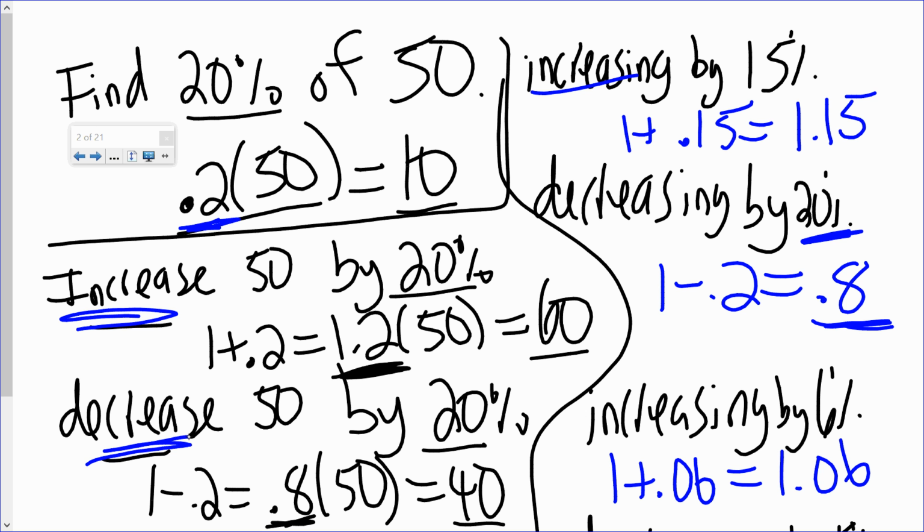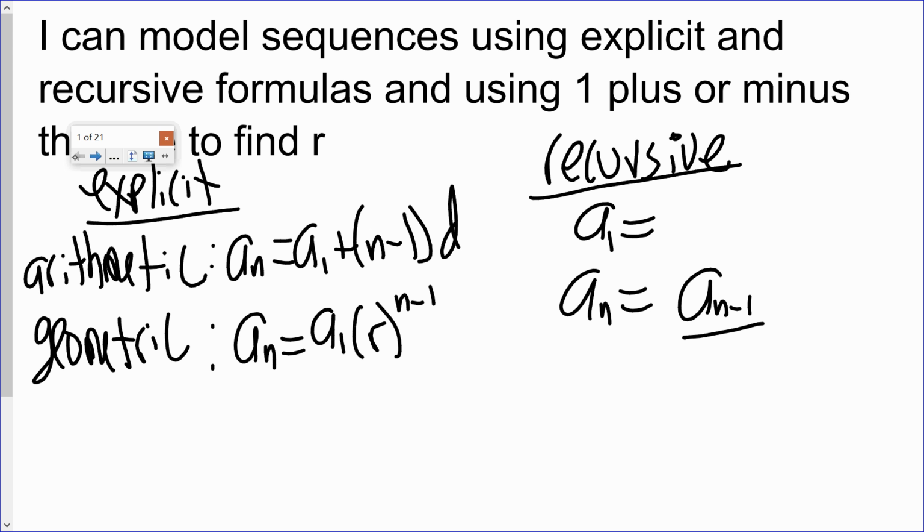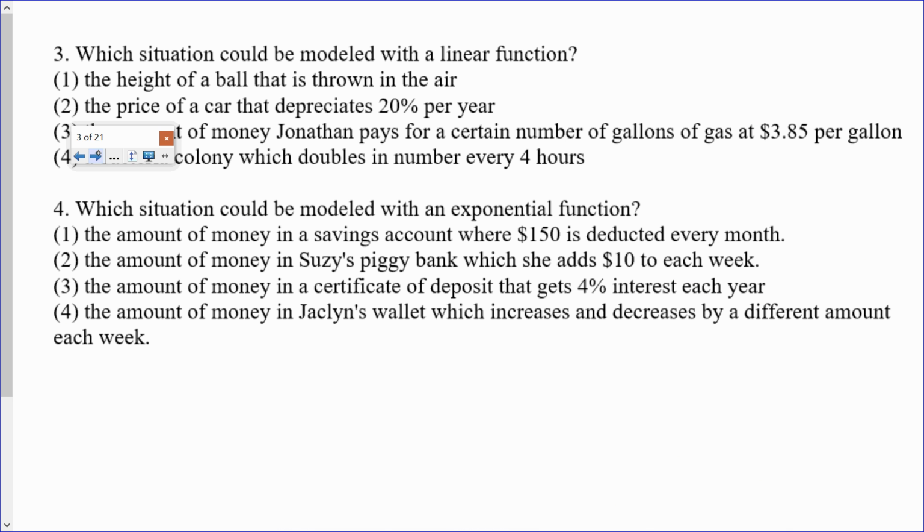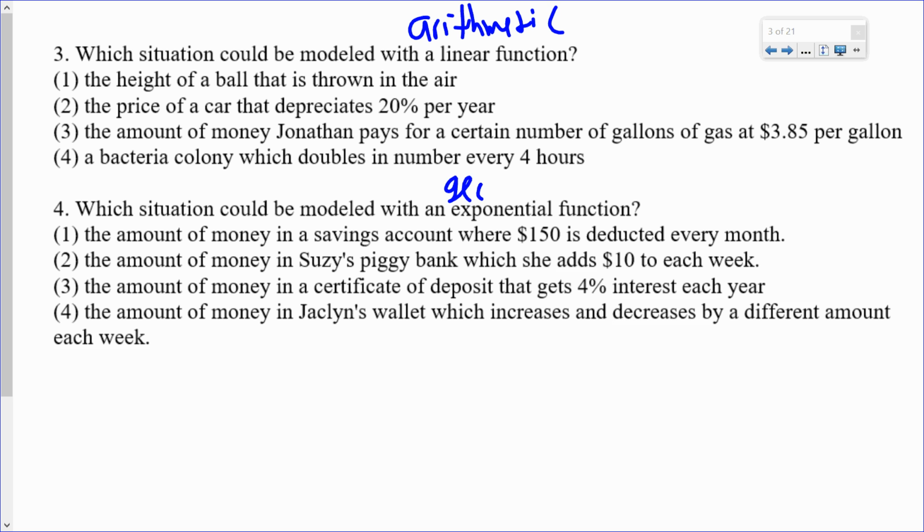All right, so a lot of little things to talk about first. We talked about the formulas for explicit and recursive. We talked about increasing and decreasing by a percent. Now, let's talk about the difference between linear and exponential. These are literally Algebra 1 questions here. And we're going to use those to compare this to arithmetic and geometric, because linear is the same thing as arithmetic, and exponential is the same thing as geometric. So literally, linear functions are arithmetic, exponential functions are geometric, 100% of the time.